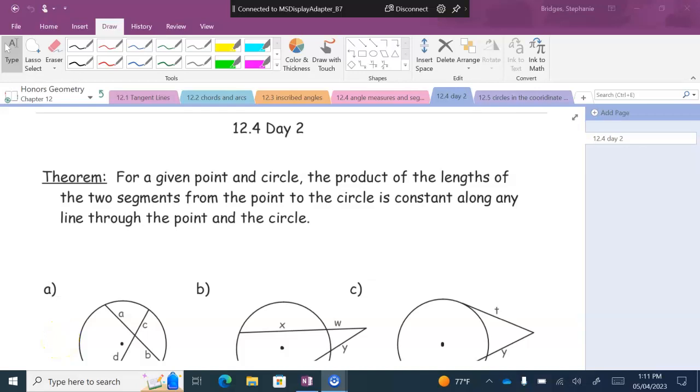So we are going to learn how to find the lengths of segments today based off of what kind of segments they are and what happens to them.